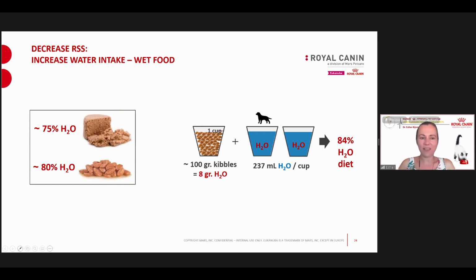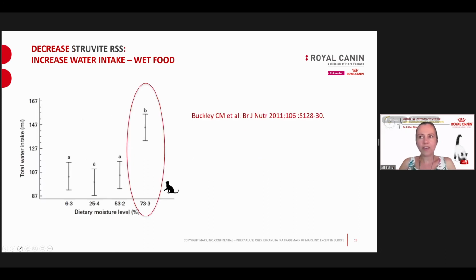Means that the diet will be 84% water. So then you're definitely reaching your threshold for urine dilution. So that's an easy ratio to remember, 1 versus 2, in order to dilute the urine with an increased water intake. So what does this actually practically do for struvite RSS?